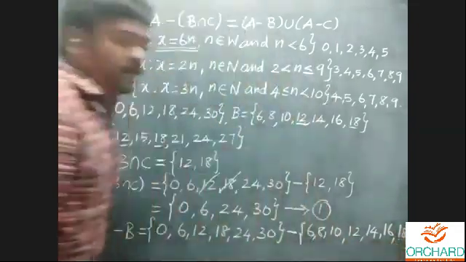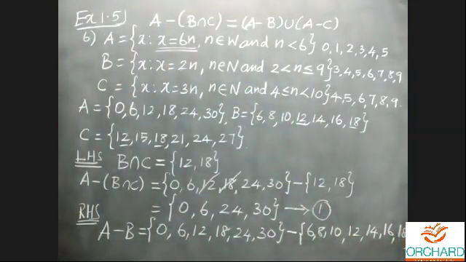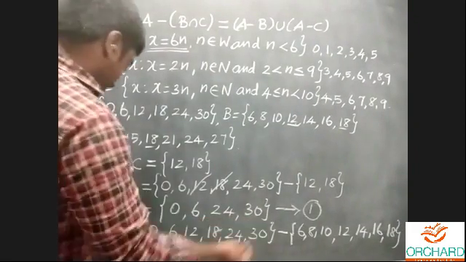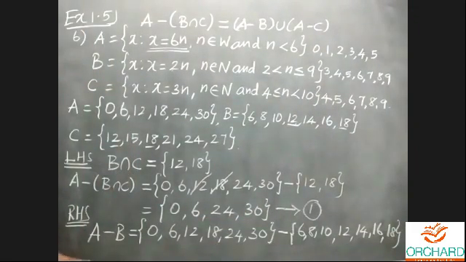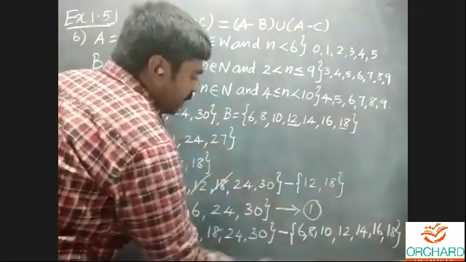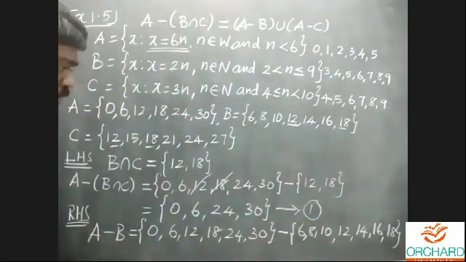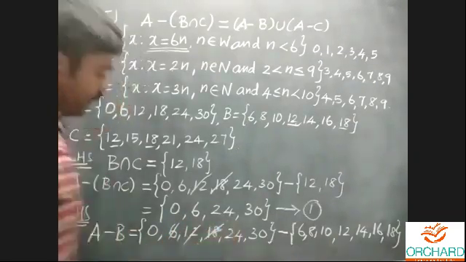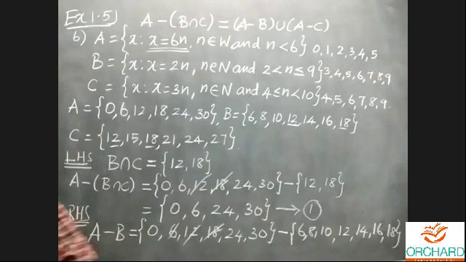Oh, sorry. These are the elements of set B. Now we remove the elements of set B from A. We remove the common elements 6, and next 12, and next 18. These three elements are common elements.